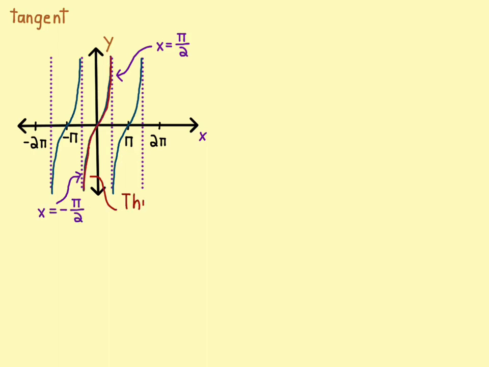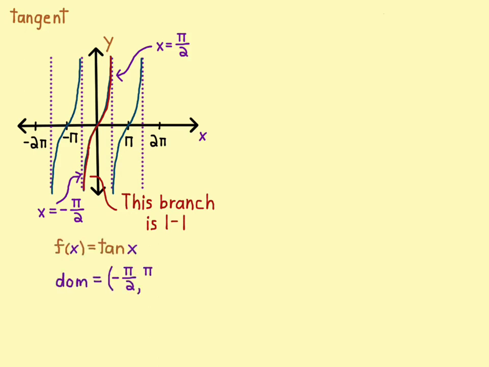So that's for x between negative pi over 2 and pi over 2. So we get f of x equals tangent x with the domain being negative pi over 2 to pi over 2, the restricted domain. The range is still all real numbers.